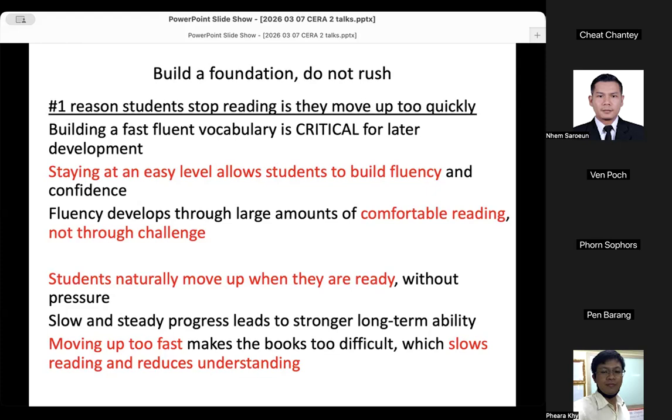Remember before I talked about the amount of processing space you have in your brain? If your brain is full of processing, you have very little time for thinking. So the job of extensive reading is to increase the amount of thinking time and automatize the processing time. This will lead to comfortable reading and allow them to move up quickly.